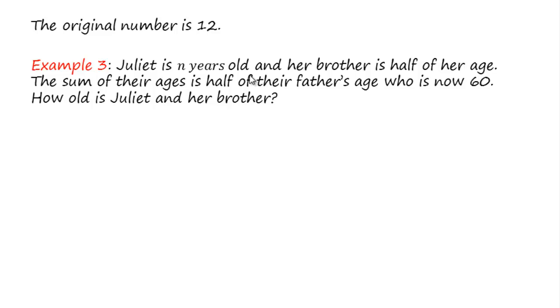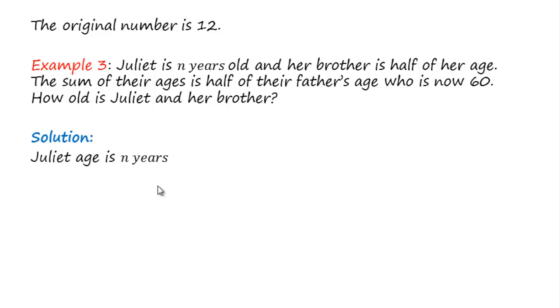Half n. Now, the sum of their ages is half of their father's age. Are you following? Who is now 60? Their father is 60. The sum of the two of them is what? That is, n is the age of Juliet. N divided by 2 is the age of our brother. Add them together, it is going to give us half of the age of their father. How old are Juliet and her brother? Simple. Now the solution. Let's move on.